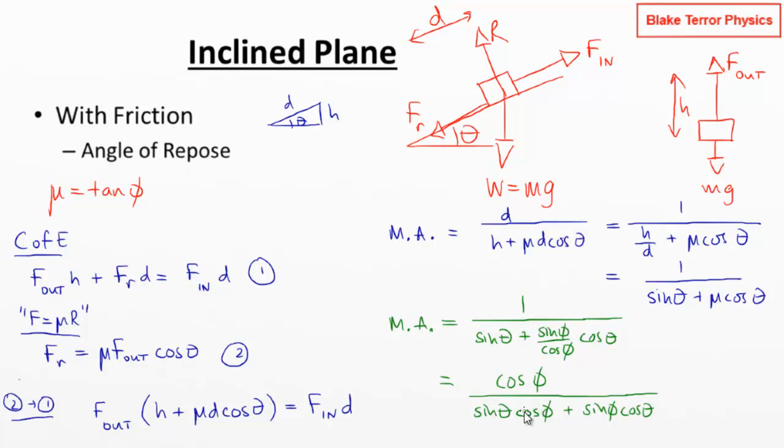And for those of you who are familiar with your trig, you'll see that that is one of our trig identities for multiple angles. So that's going to end up giving us cos phi divided by sine theta plus phi. And that is then our mechanical advantage in terms of angle of repose, rather than in terms of coefficient of friction. So we've got these two expressions now for mechanical advantage, but what do they actually mean? It's nice to interrogate things a little bit when you come up with a new formula. So let's poke around at these and see what we've got.